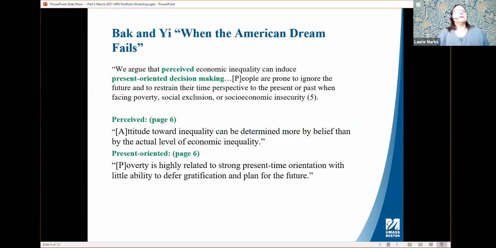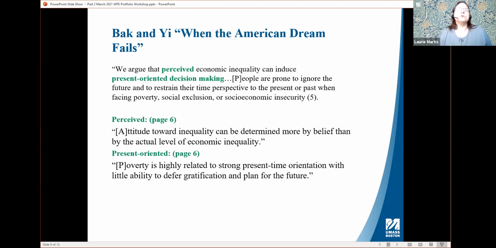Now we're going to go back to talk about Buck and Yee. So I told you earlier that this is their thesis. I'm going to read it to you again because then I'm going to discuss it in a little bit more detail. We argue that perceived economic inequality can induce present-oriented decision-making. People are prone to ignore the future and to restrain their time perspective to the present or past when facing poverty, social exclusion, or socioeconomic insecurity.